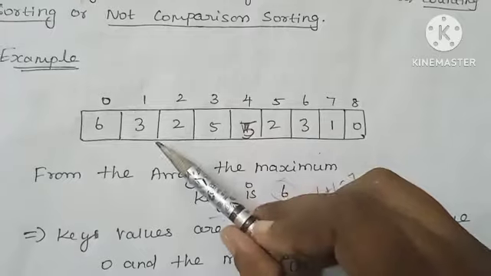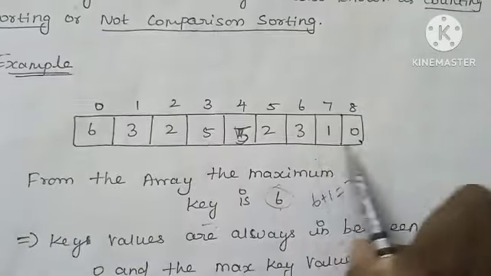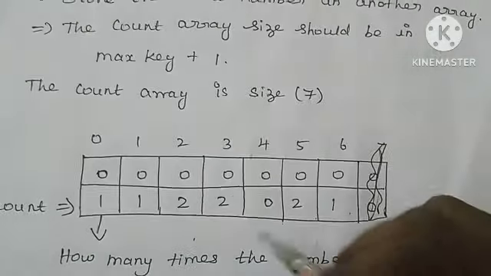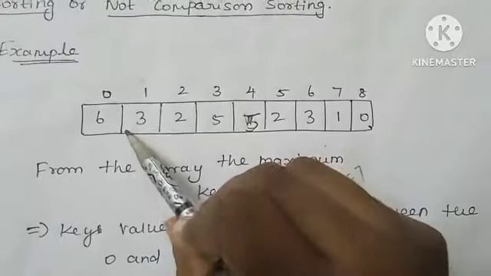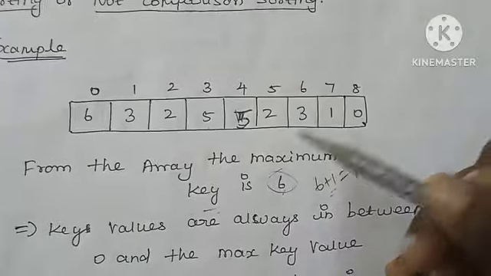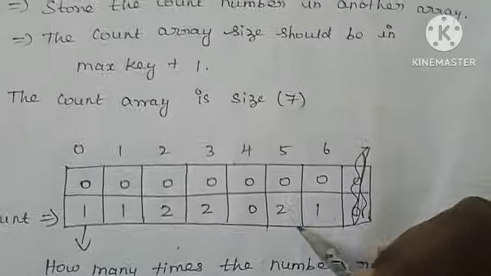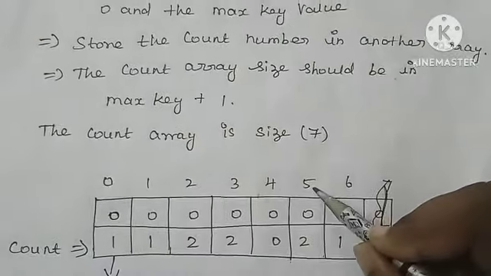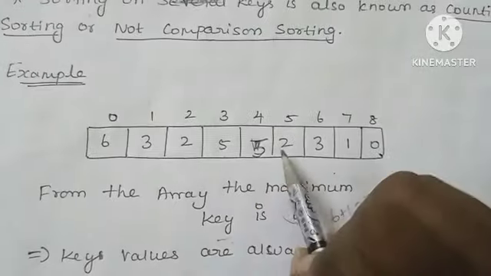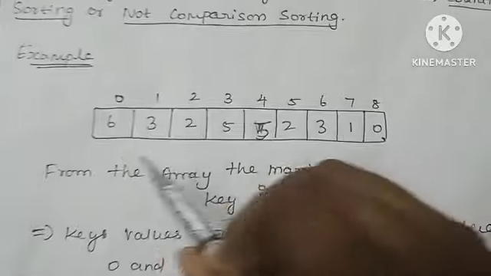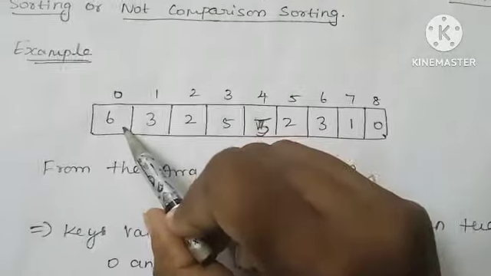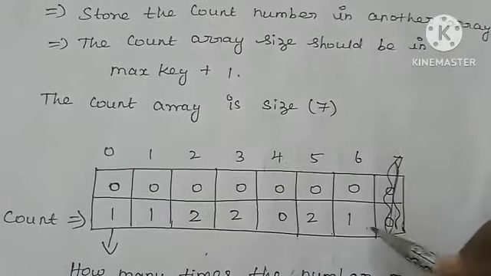Next is the value 3. How many times in our array? 2 times, so I entered 2. Next is 4. Is there a 4? No, the 4 is not here, so I enter 0. Next is 5. How many times is 5 repeated? 2 times. Next is 6. How many times? 1 time, so I entered 1.